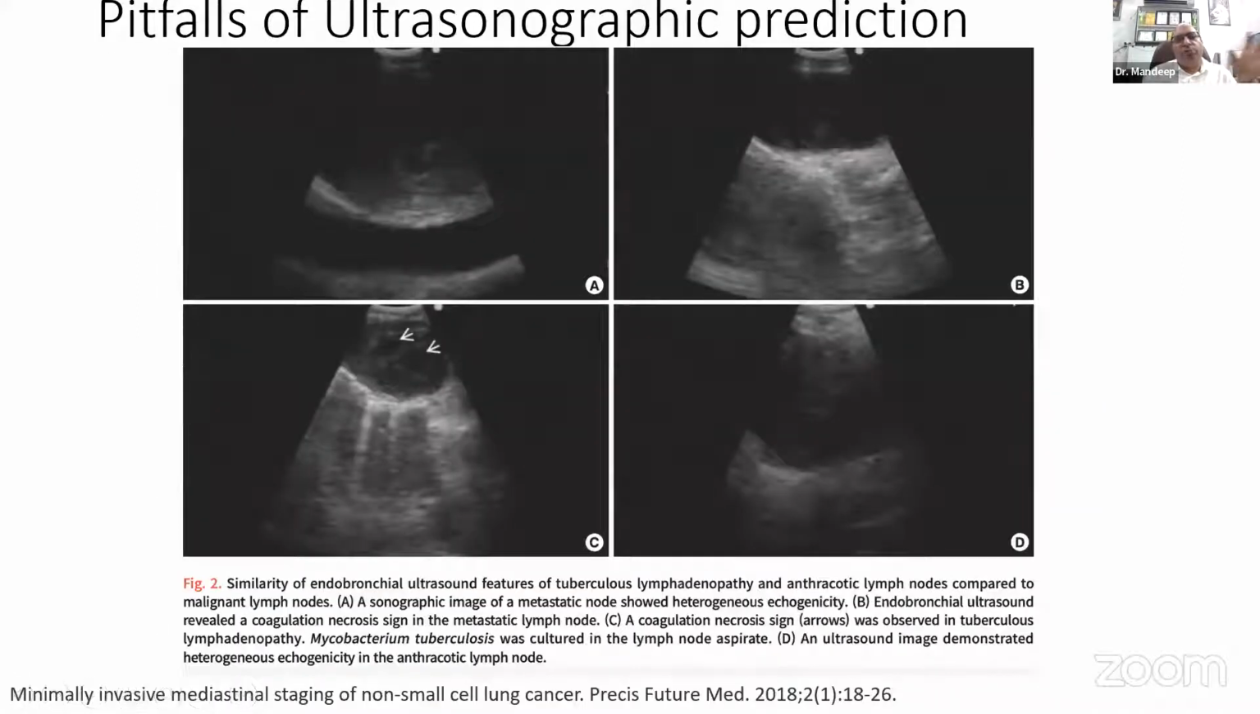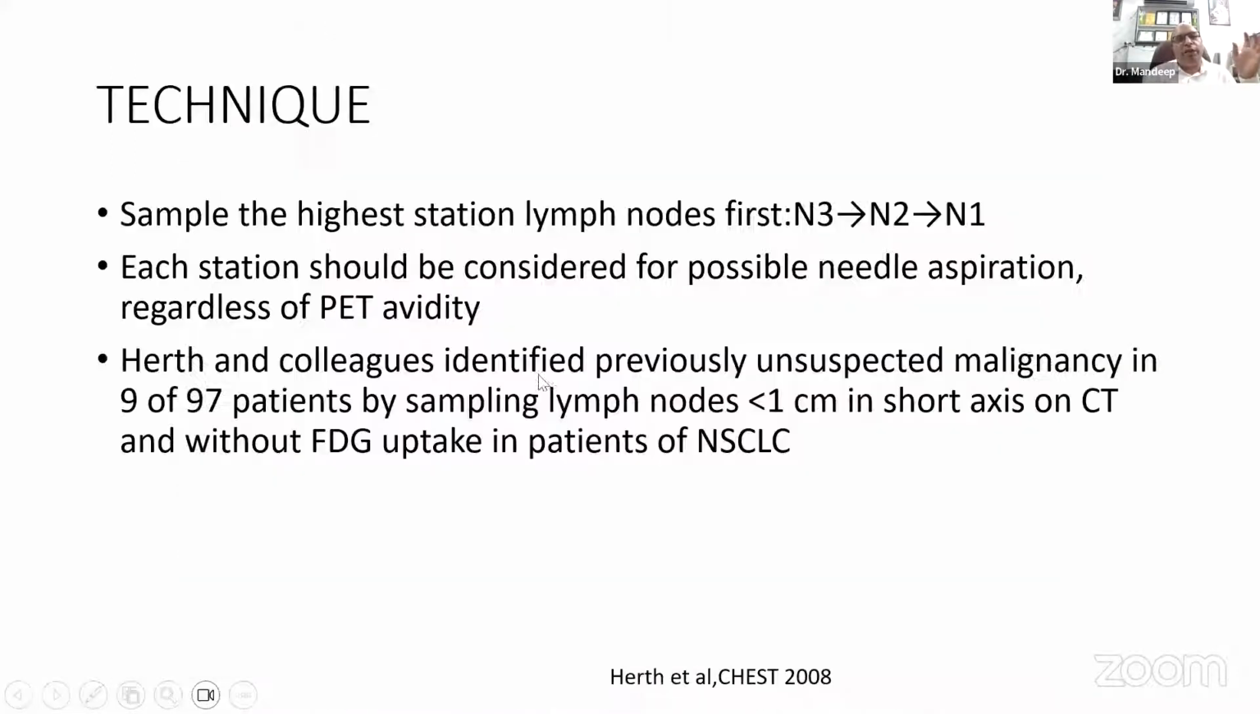However, just observing the lymph node, there may be pitfalls, especially in the Indian setting, where tuberculosis may mimic malignancy. Coagulation necrosis sign may also be seen in tuberculosis. So they are not definitive indicators.